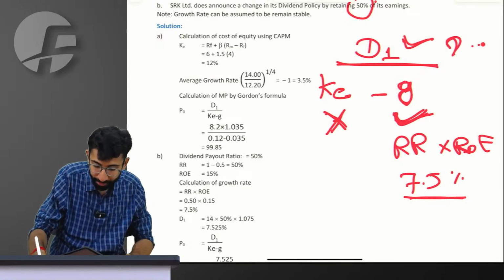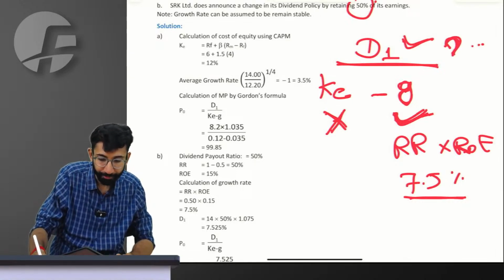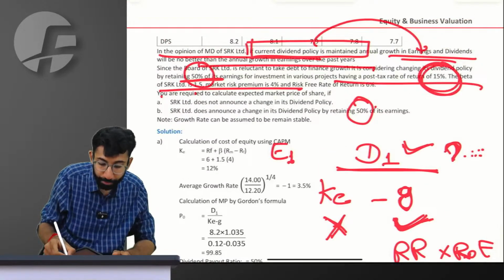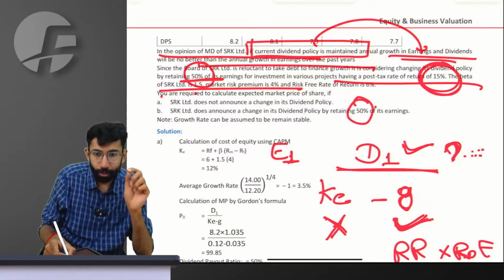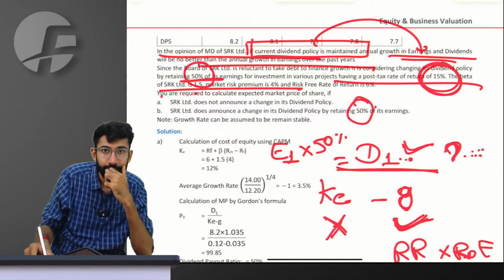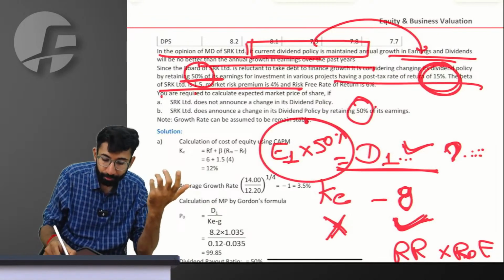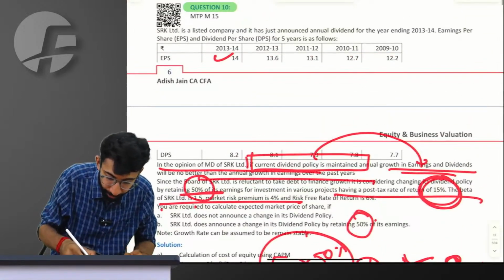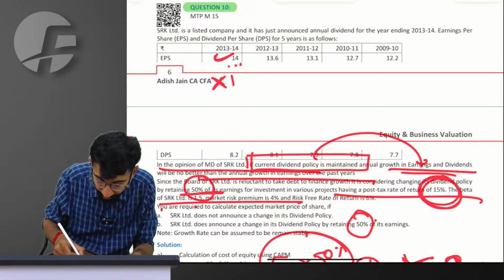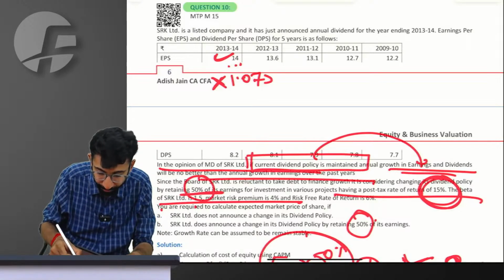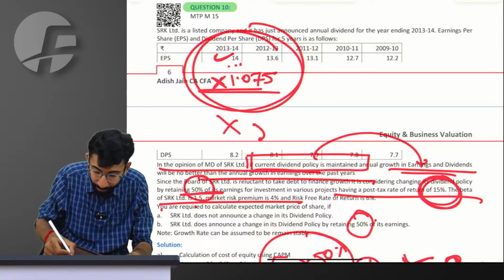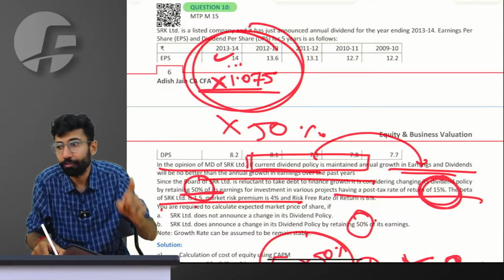Think about the revised dividend. Do you agree? I need to find out the new EPS. I need to find out first year's EPS, of which 50% will be dividend. How to find first year's EPS? I have 14 rupees as the EPS of year 0. So 14 rupees of EPS into growth rate of 7.5% will give me EPS of first year. Multiplied by 50% will give me dividend of first year.